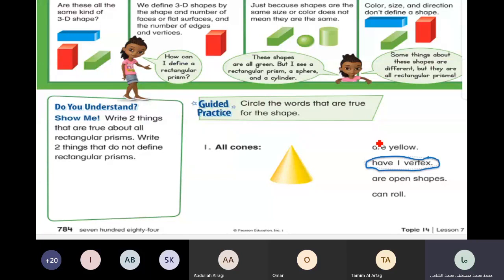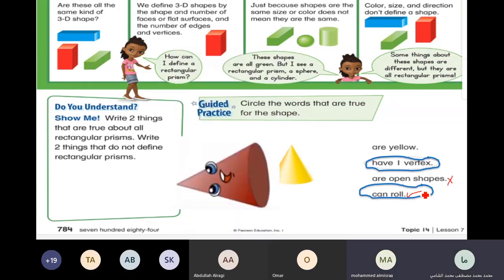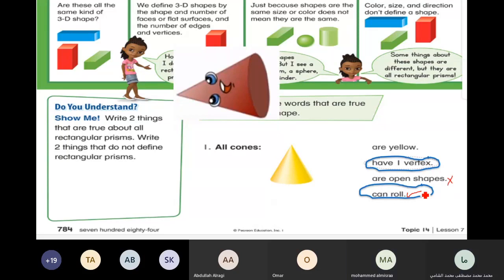All cones are open? No. Yeah. Wrong. All cones can roll. Yeah, they can turn over. You know, sphere and cone and cylinder can roll. Okay, sphere, cylinder, and cone can roll. So just make a circle: have one vertex and can roll, okay? Teacher, you mean Slenderman? Yeah. So, right. Make a circle, have one vertex and can roll.